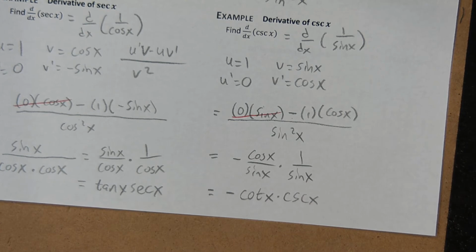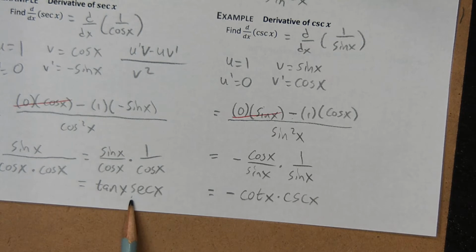Ta-da! Of course, I know in my table up top, I have negative cosecant cotangent. Yeah, multiplication doesn't care about order, so no big deal. I didn't even realize this one's also the opposite of the way it is up top, but again, multiplication doesn't care about order, so no biggie.